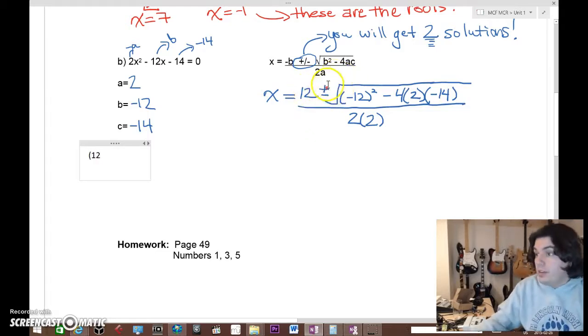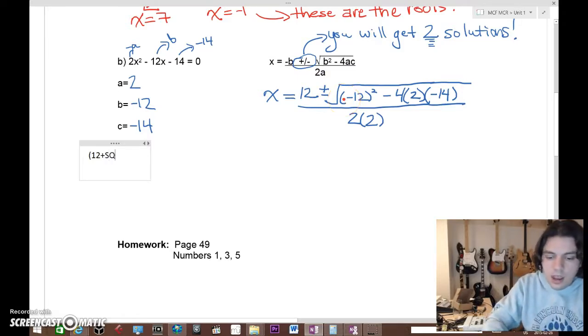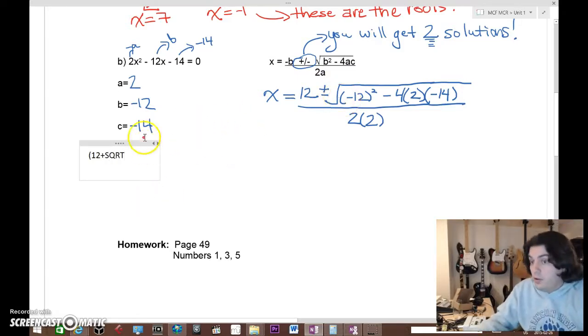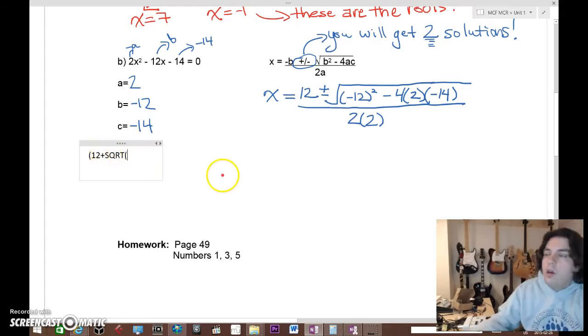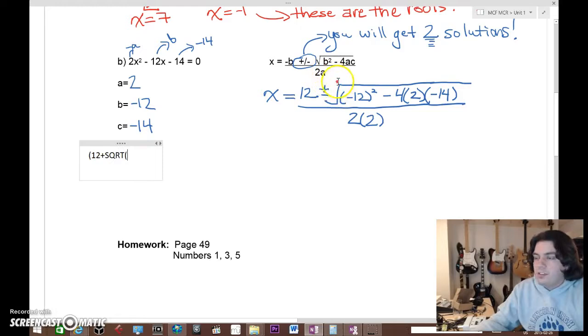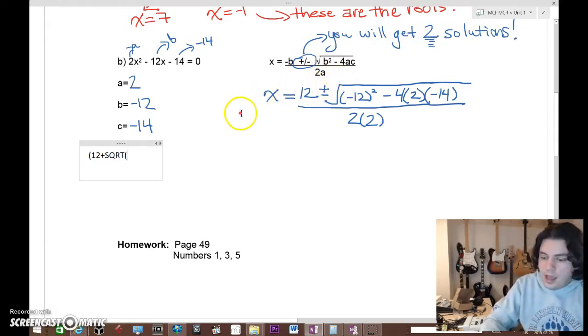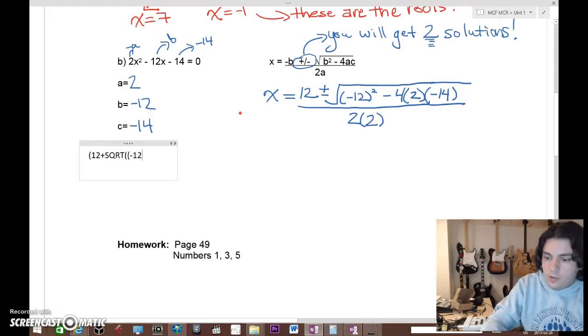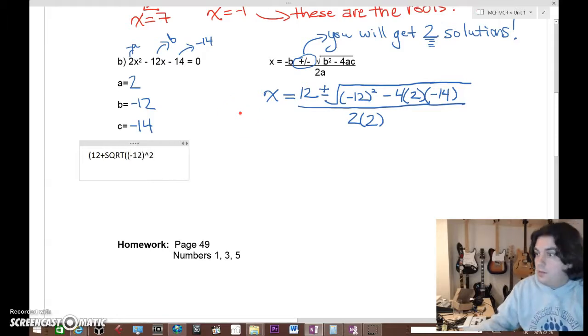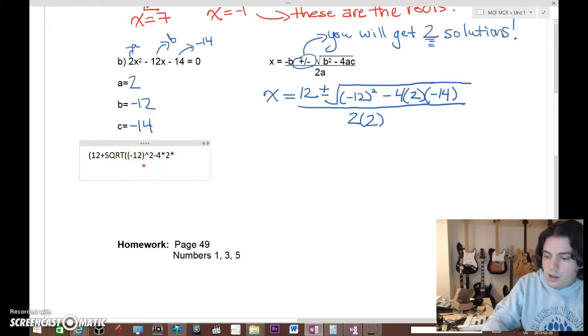And then you can't do both in your calculator at once, so you have to pick one. I'm going to say 12 plus, and then on my computer, the form for square root is SQRT, but of course, on your calculator, it's usually second function x squared, but you know the button, or at least I hope you do. And I need to do negative 12 squared, and again, you know how to do that on your calculator, minus 4 times 2 times negative 14.